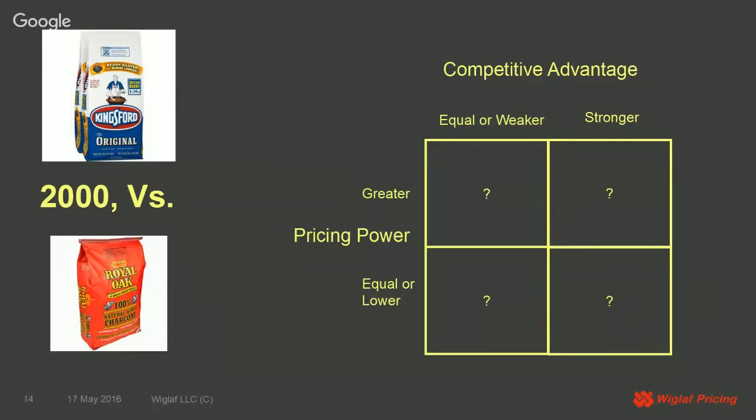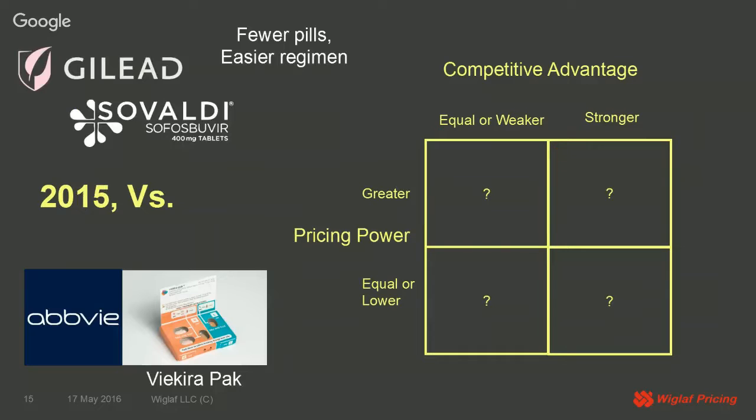So where was Kingsford in this little matrix? I think we would definitely agree that they had higher pricing power, but we'd be uncertain on their competitive advantage area. We do know that their choice was to actually increase prices overall. Shall we take a look at another one? I say yes. Let's take a look at Gilead versus AbbVie.